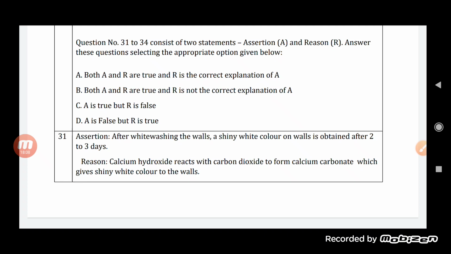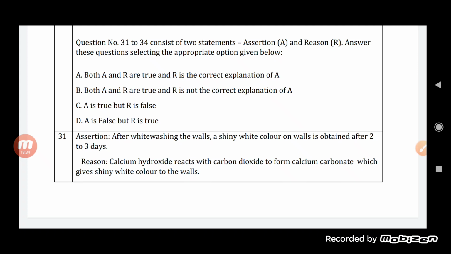Whitewashing the wall, what will happen? There will be a shiny appearance of the white color after 2 to 3 days, because the slaked lime, the calcium hydroxide, will react with carbon dioxide. Due to this there is the formation of a calcium carbonate layer, and due to which there is a shiny appearance on the wall. So the assertion is correct.